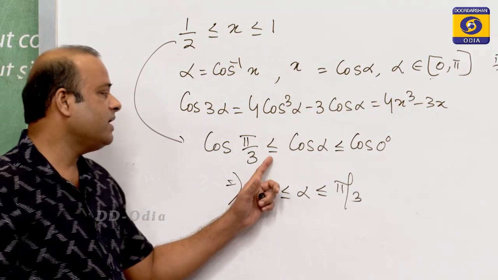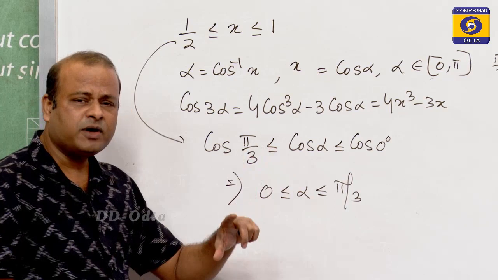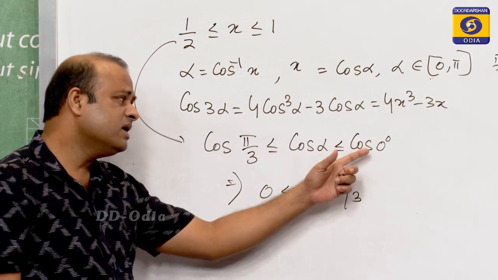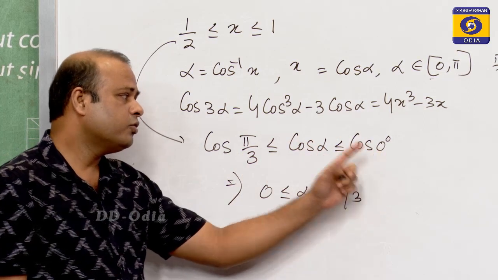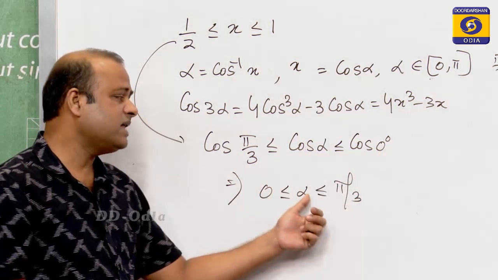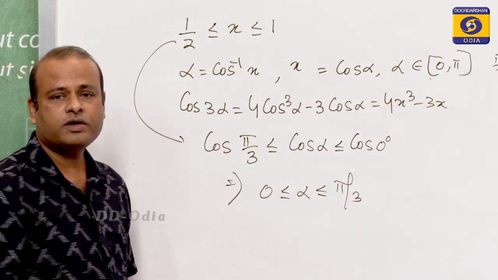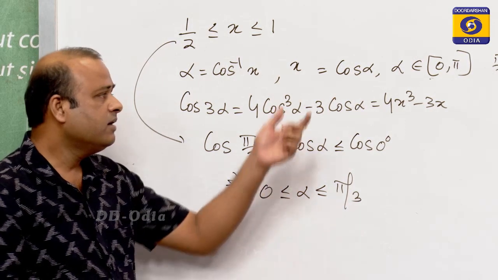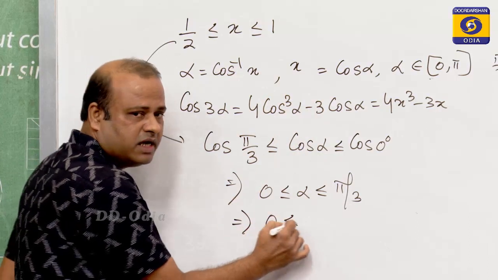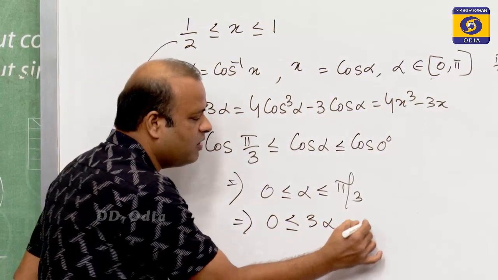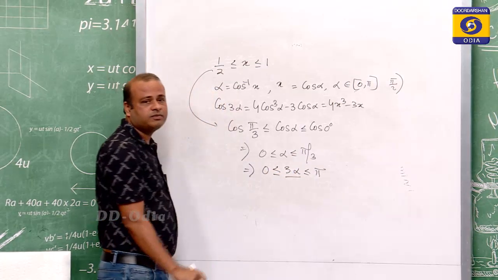So if the inequality here is less than or equal to, automatically for a decreasing function it is greater than or equal to, which means this is less than alpha less than 0. So for the condition 0 less than alpha less than pi by 3, that is the formula for decreasing functions. Cos is decreasing in 0 to pi. So multiply by 3 here, that is 0 less than or equal to 3 alpha less than or equal to pi. Now 3 alpha lies in the closed interval 0 to pi.